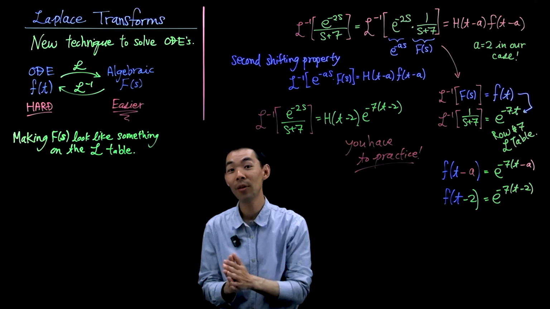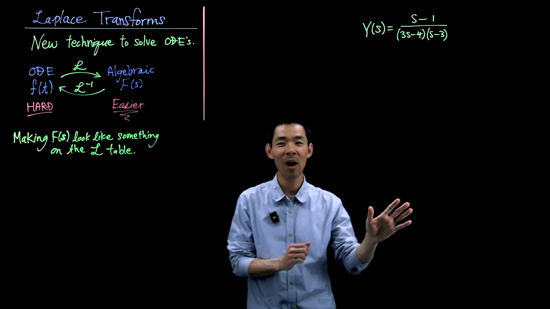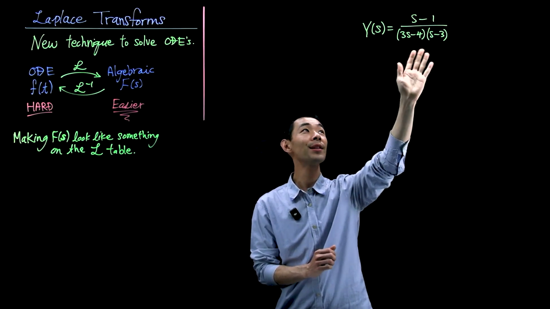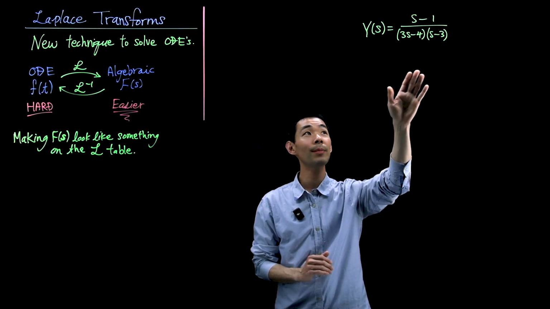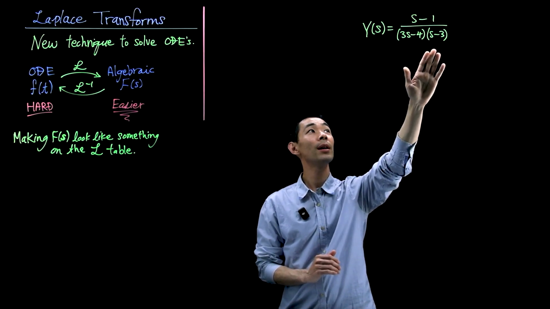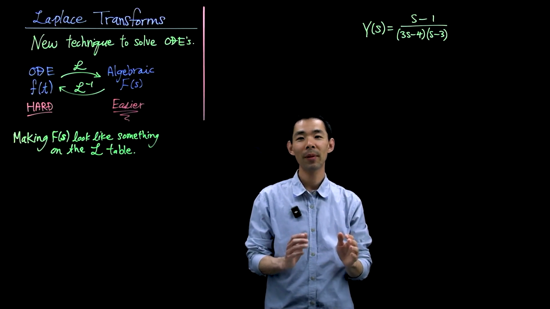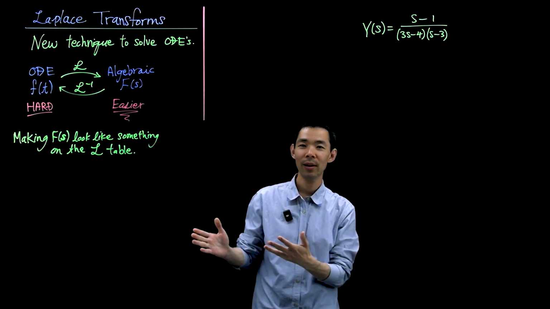And one strategy is called partial fractions. Let's get into that next. Suppose you solve the problem in the Laplace domain, and the solution looked like the following. s minus 1 on the numerator, and on the denominator, it's a product of two terms, 3s minus 4 times s minus 3.